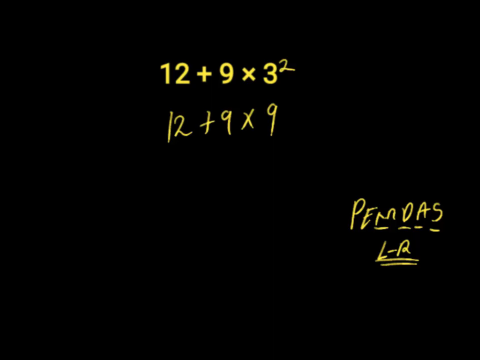Now we have an addition and a multiplication. We are going to work with our multiplication first before working with our addition. 9 times 9 will give us 81. Then we have 12 plus 81. 12 plus 81 is equal to 93. 93 is the right answer to this question.